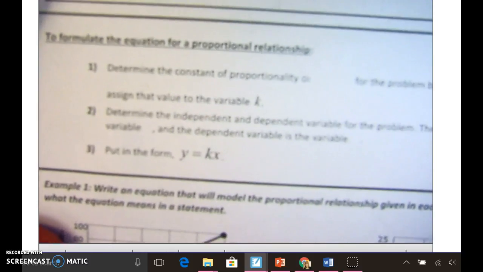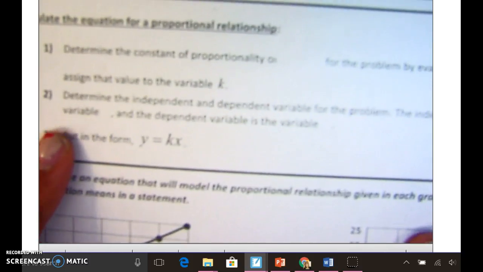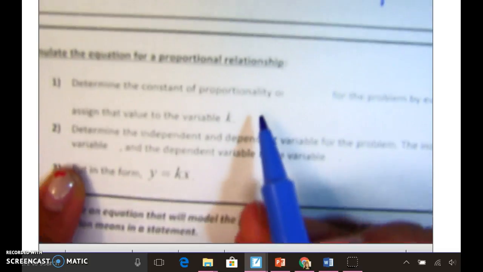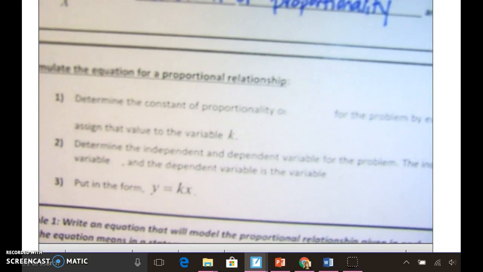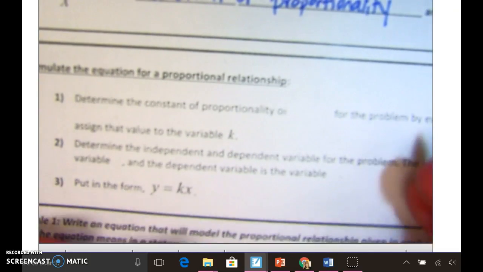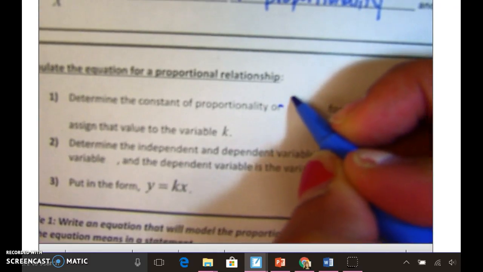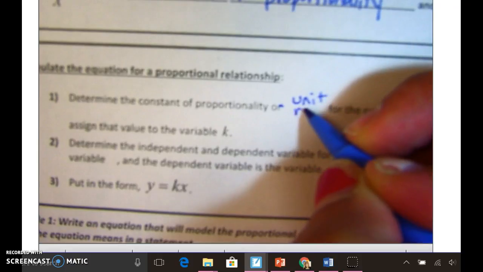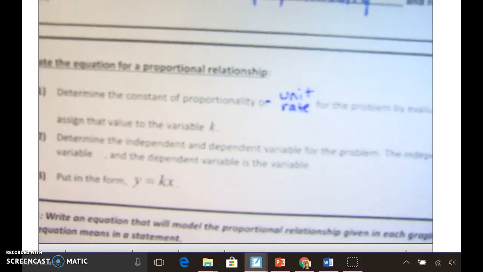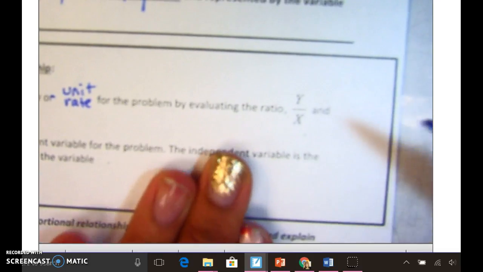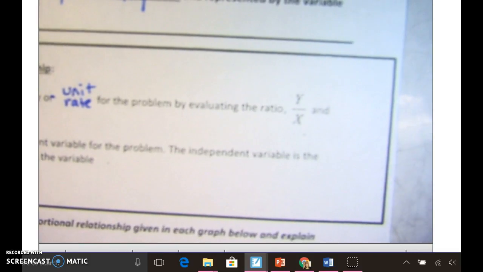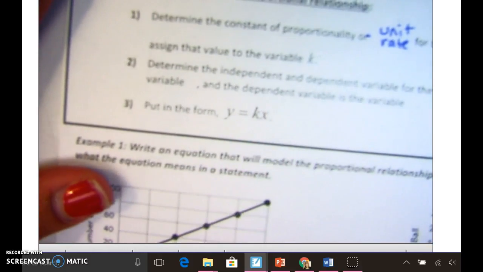Okay, so this is how this works. If you want to find the constant of proportionality, if you want to find k, how x and y are changing proportionally, you can find the unit rate. Find the unit rate for the problem by evaluating the ratio of y to x, and we'll do this in an example in a minute. Then assign that value to the variable k.